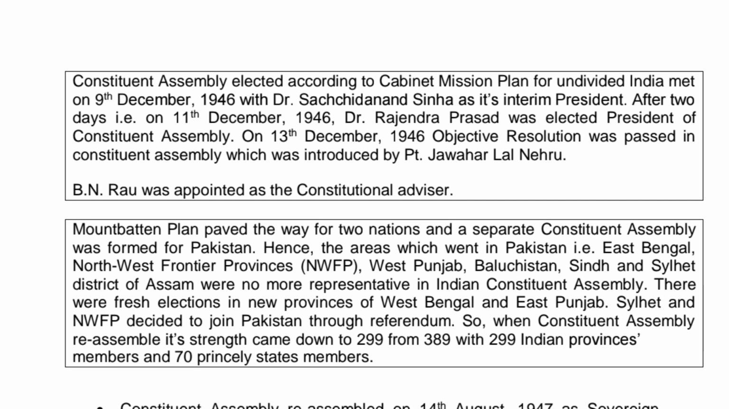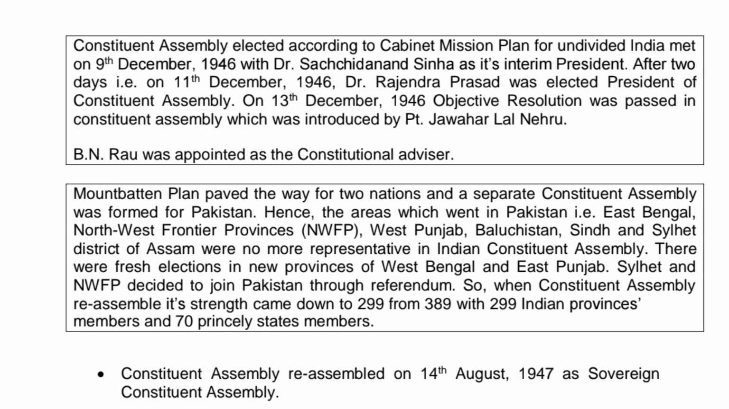Here the Constituent Assembly, elected according to Cabinet Mission Plan for undivided India, met on 9th of December 1946 with Dr. Sachchidananda Sinha as its interim president. After 2 days, that is on 11th December 1946, Dr. Rajendra Prasad was elected president of Constituent Assembly. Right, on 13th of December 1946, objective resolution was passed in Constituent Assembly, which was introduced by Pandit Jawaharlal Nehru. So B. N. Rau was appointed as the constitutional advisor.